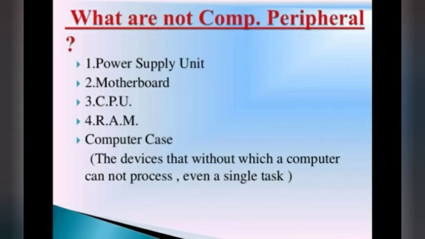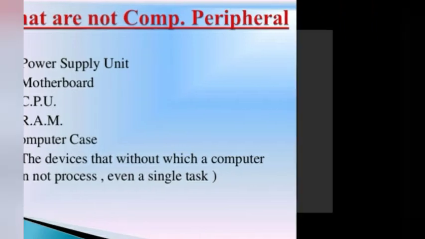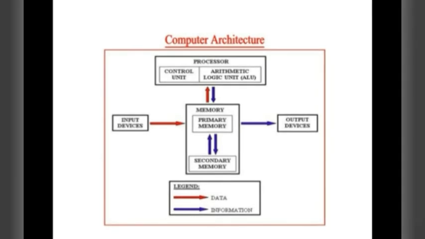Now come to another point. What are not computer peripheral devices? First, power supply unit; second, motherboard; third, CPU; fourth, RAM; fifth, computer case. These are devices without which a computer cannot process even a single task. So the computer architecture, processor, control unit, arithmetic logic, these are the measures of computer architecture that work on.